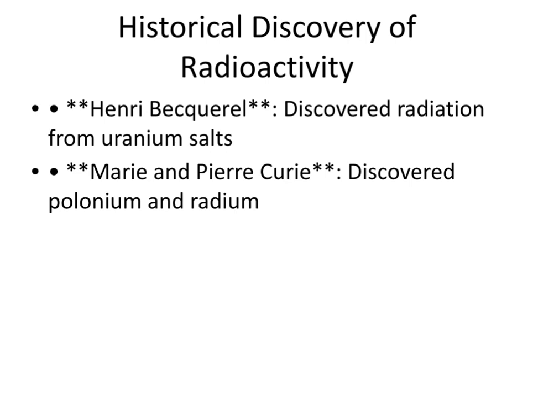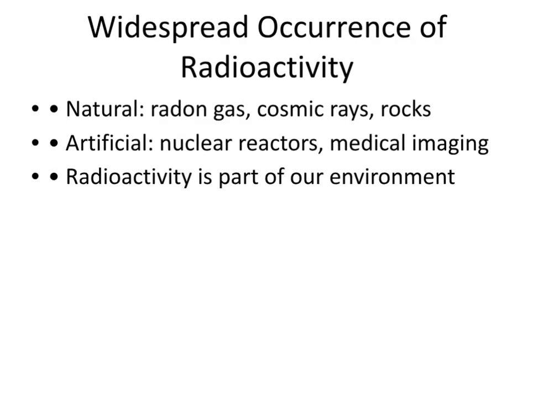Historical discovery of radioactivity. These two are really important to learn off. Henri Becquerel discovered radiation from uranium salts. Marie Curie discovered polonium and radium. Widespread occurrence of radioactivity. Natural sources: radon gas, cosmic rays, rocks. Artificial sources: nuclear reactors, medical imaging. Radioactivity is a part of our environment.